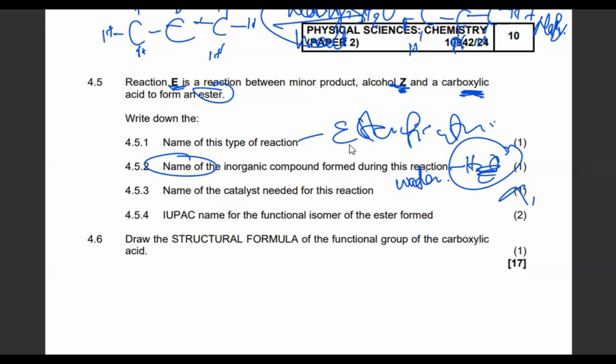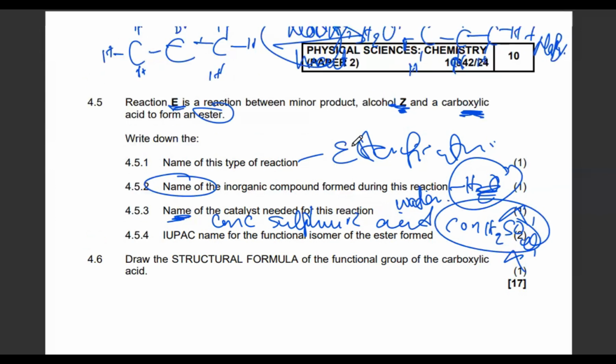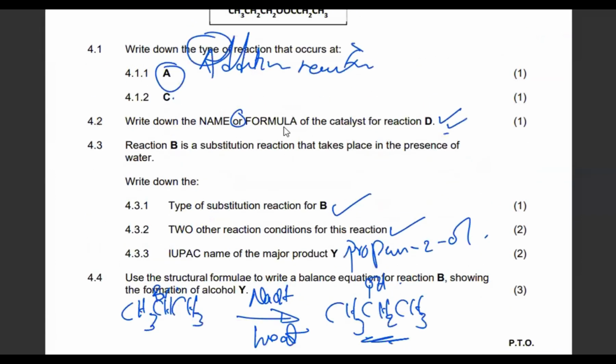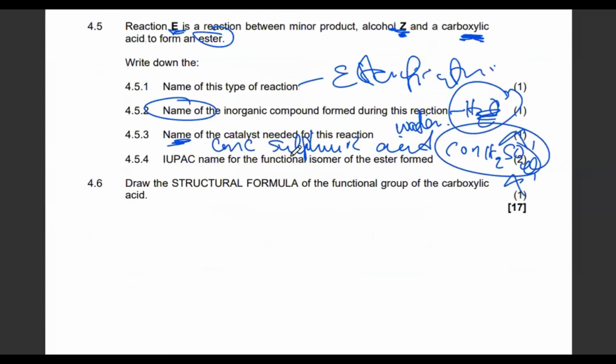Name the catalyst needed for this reaction. The catalyst needed for this reaction is concentrated sulfuric acid. They're saying name, so it is conc sulfuric acid. Don't write conc H2SO4 like this; we will cross it, because they just want the name of the catalyst, not the formula. If they want the formula, they will say write down the name or formula. That's when you use the formula. Here you have to write the actual name. That's why some people get it wrong.